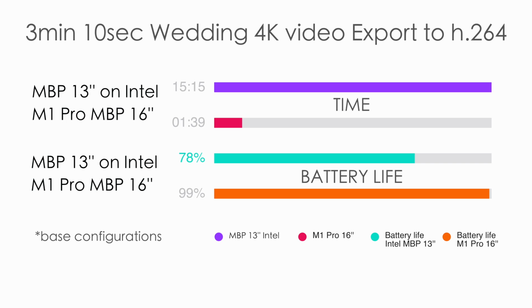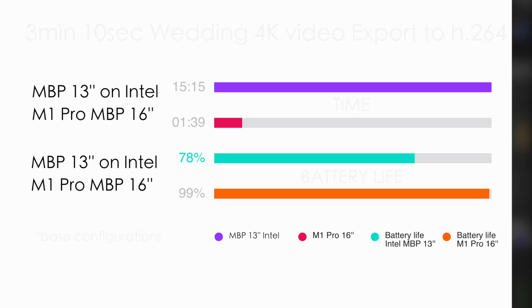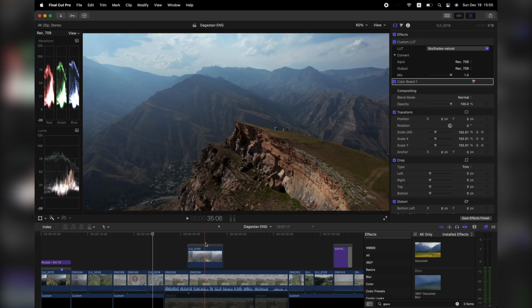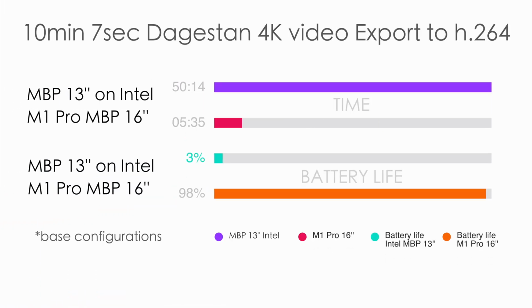At the same time, the M1 Pro 16-inch MacBook Pro, the base model with 16GB of RAM, did it in 1 minute and 39 seconds. The battery drain was from 100 to, maybe, let's say, 99%. And then I tried to throw in the Dagestan video, you can also watch it on my channel, and the render time was 5 minutes and 35 seconds for more than 10 minutes of video length. Also with drone footage, A7S III 50 frames a second, and a lot of different stuff.